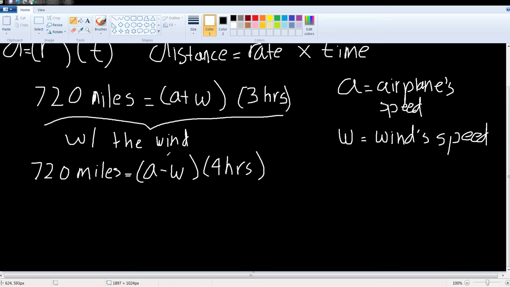Okay. So now we have two equations. Let me label this. The first equation was with the wind. The second equation is against the wind.